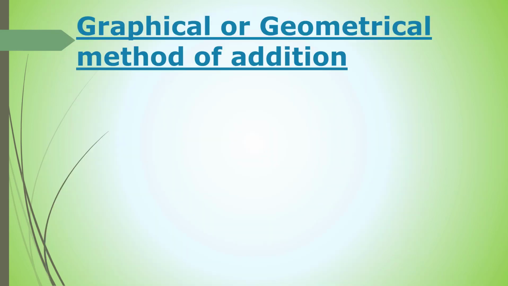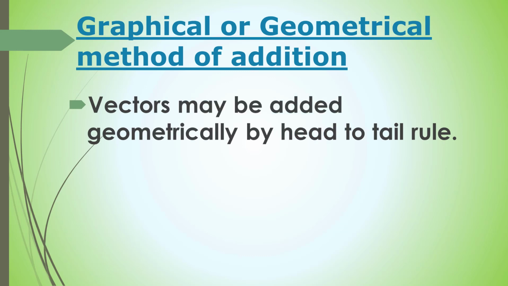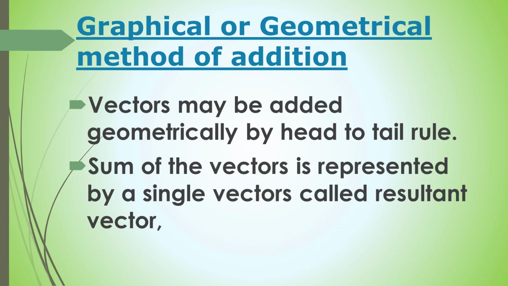We have one method, the graphical or geometrical method of addition of vectors. What does this method state? That vectors may be added geometrically by the head to tail rule. That is a very simple rule to add vectors, and we will discuss it in detail. The sum of the vectors is represented by a single vector called the resultant vector. We are adding all these vectors and that gives us just a single vector, known as the resultant vector. Just like we may have a lot of distance, but displacement is just the shortest distance from the starting point to the final point.